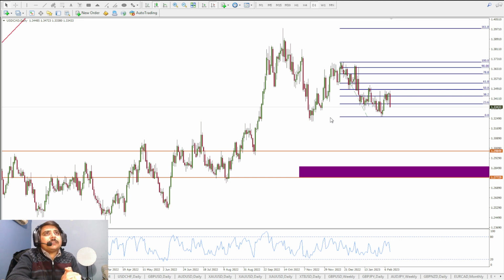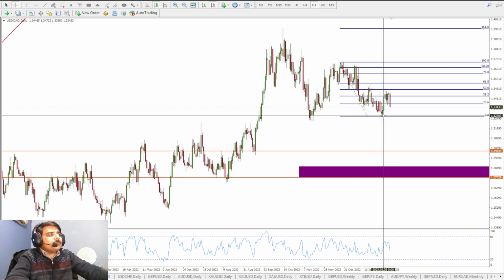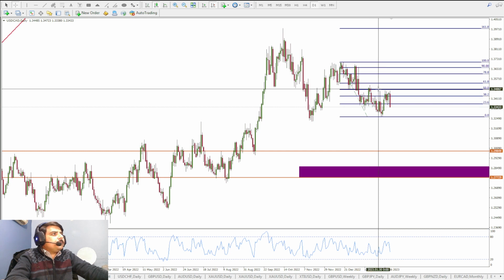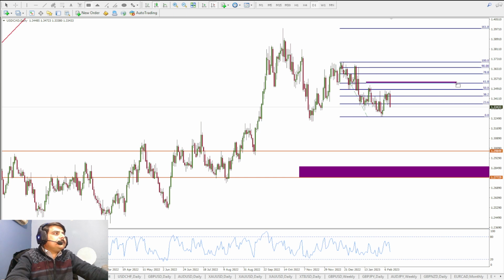right here in front of me is the dollar CAD chart, and dollar CAD these days is moving very nicely. If you can see on the screen right here, it almost moved 218 pips, and if you remember, I was trying to take a sell from 1.3532.